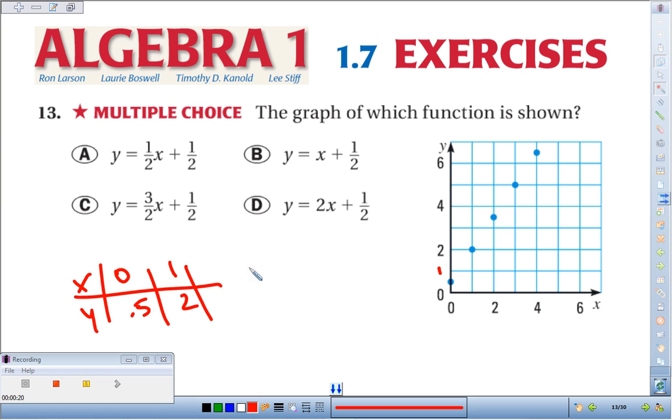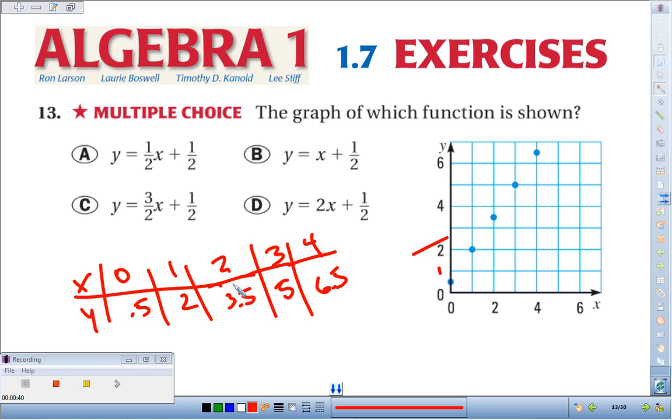Looks like we've got the point 2. Here's 2, 3. Maybe that's 3.5. When x is 3, we get 5. And when x is 4, we've got 6, what is that, 6.5?